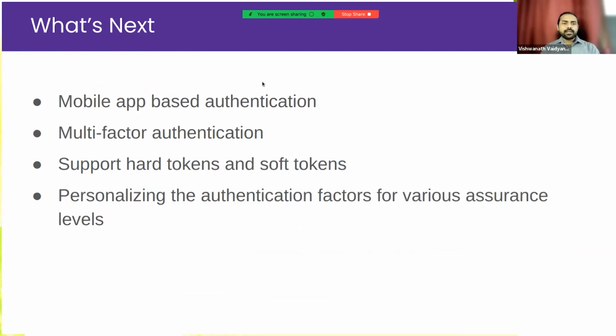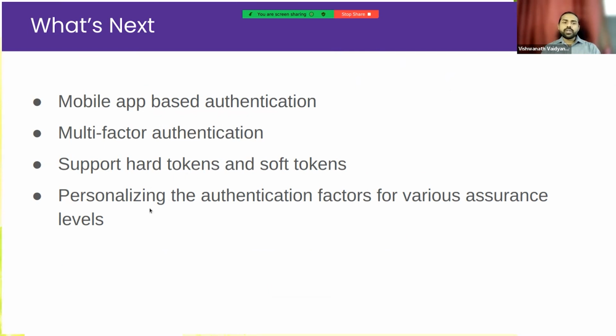Moving on, there are a few interesting things that we are building currently. One is mobile app wallet-based authentication. We want to show a QR code. We want the end user to scan it and use that for authenticating, doing a local face authentication, and then maybe releasing a token, and we want to authenticate the user. We want to support multi-factor authentication. Currently, multi-factor authentication is not there. OTP plus biometric, those kinds of authentication. We want to support hardware tokens and software tokens that are available in the market today. We want to add support for that.